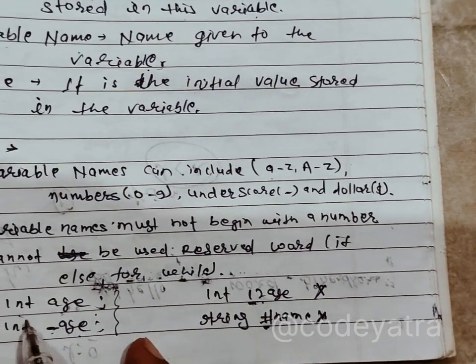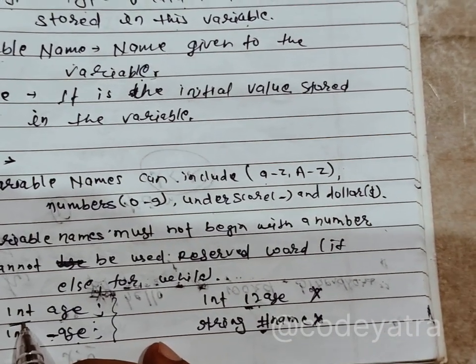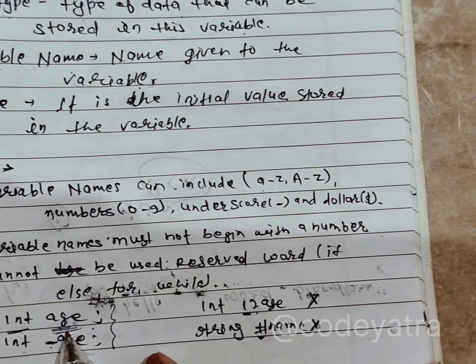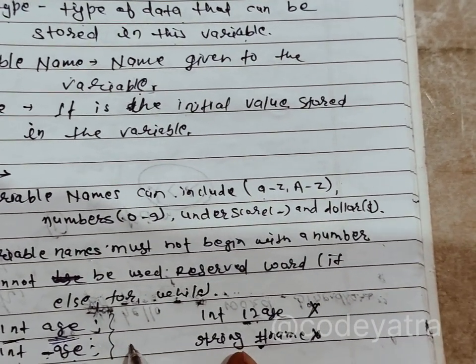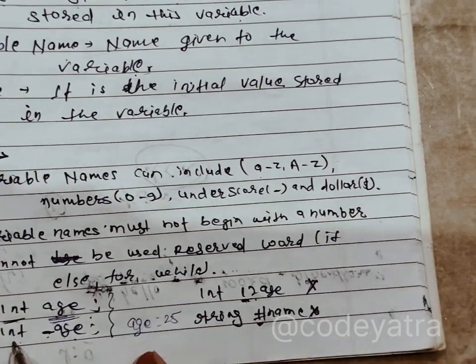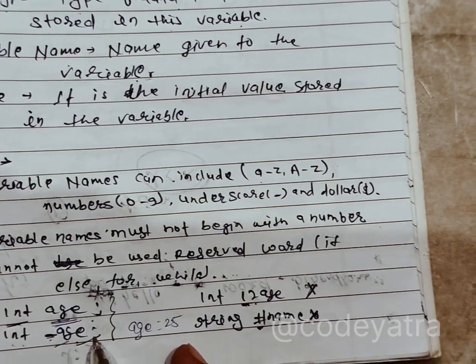Now let's understand with an example. Here I have given the data type and the name of this variable. Here I am only defining this variable name. Later we can initialize this variable, age equal to 25, and here the same underscore is used. So this is correct.